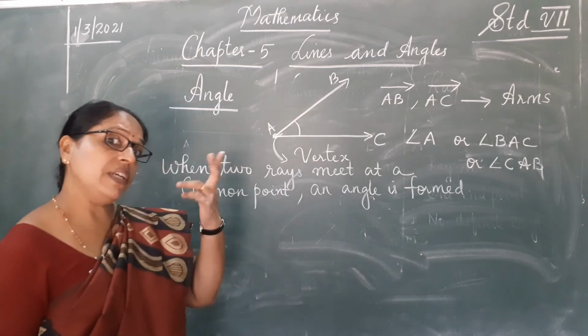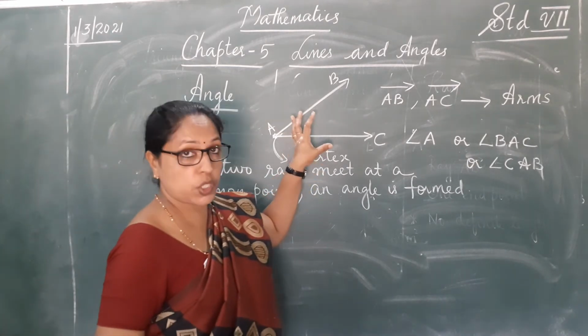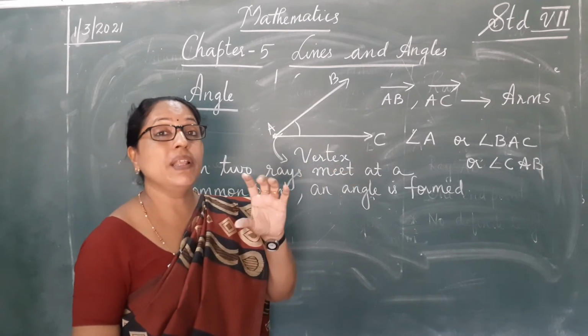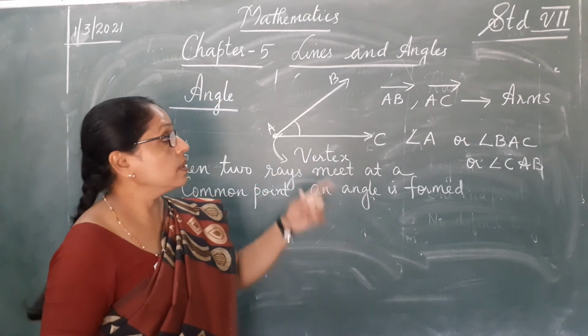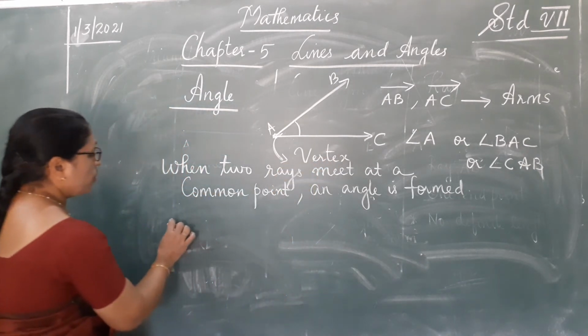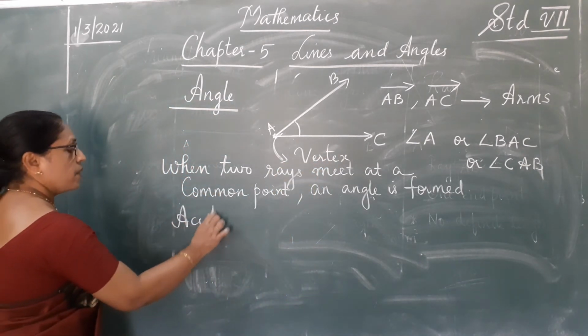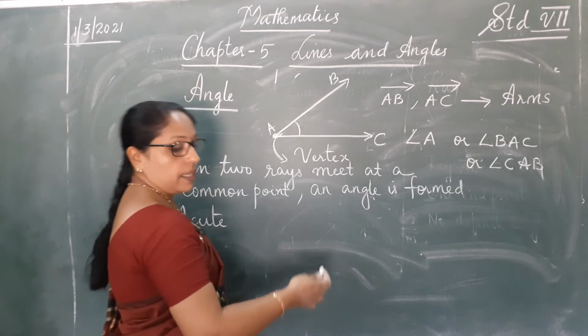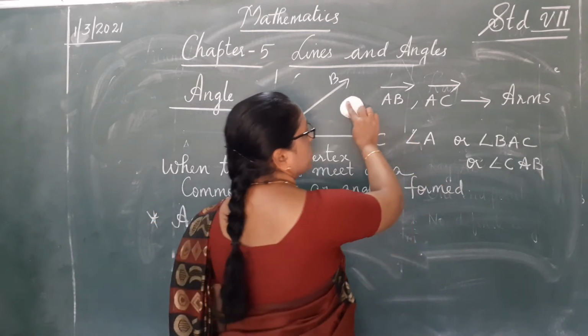Now there are different types of angle according to the shape. This angle, when you measure it, will be less than 90 degrees. So an angle less than 90 degrees is known as an acute angle. Types of angle: acute angle.